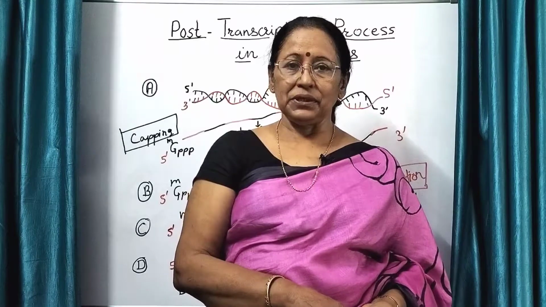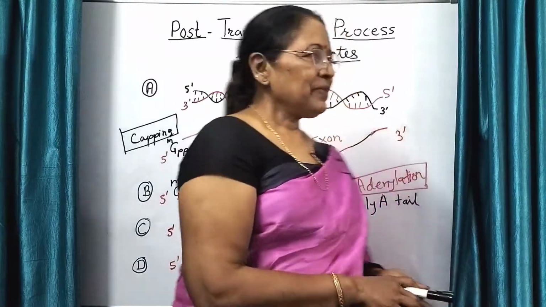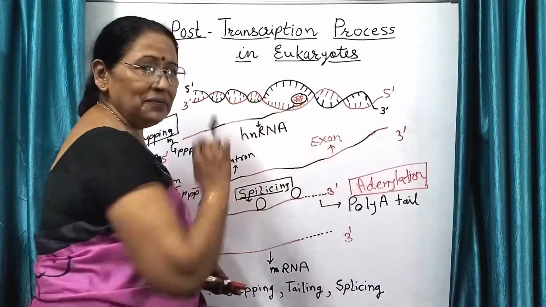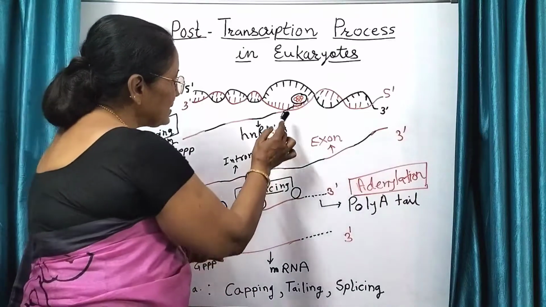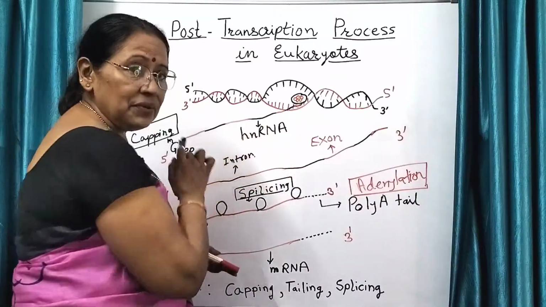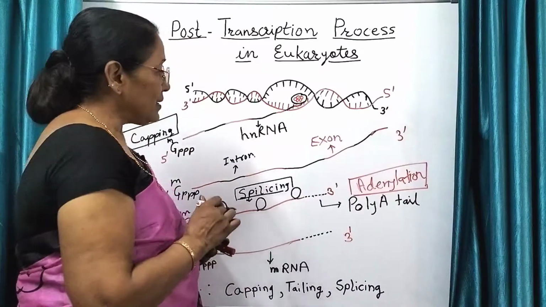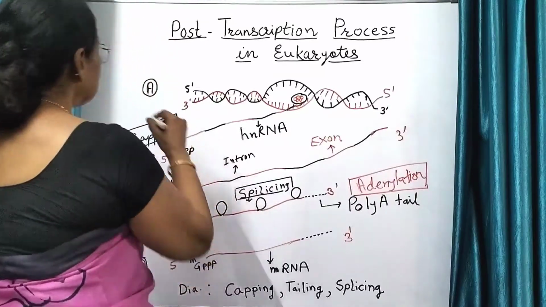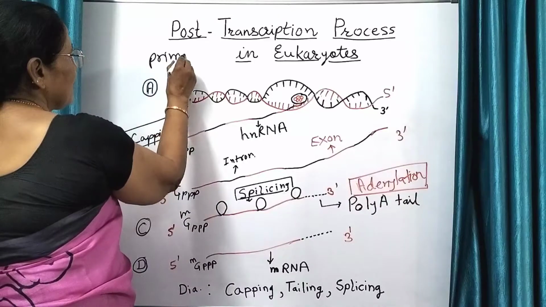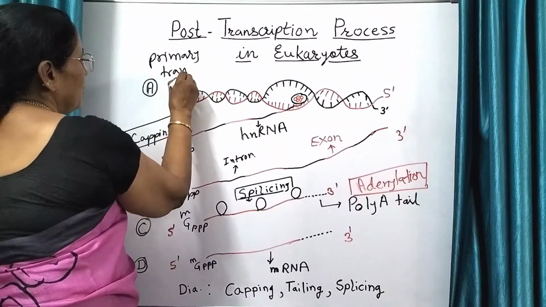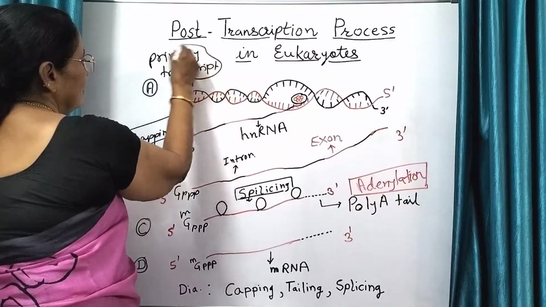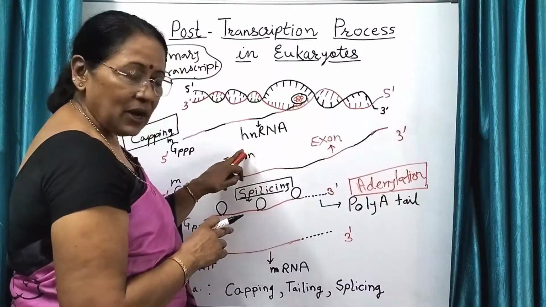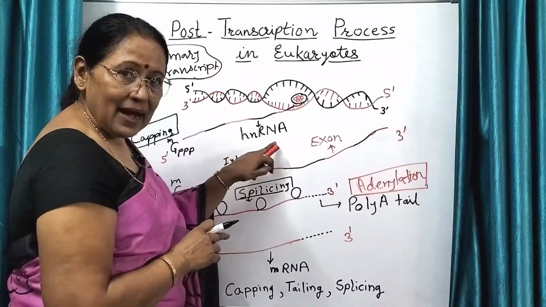The topic is post-transcription process in eukaryotes. Here you can see in this diagram, diagram A, the diagram of transcription. The RNA which is formed is not called mRNA, rather it is called primary transcript, or heterogeneous nuclear RNA.